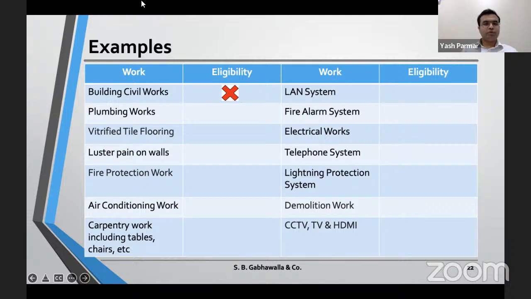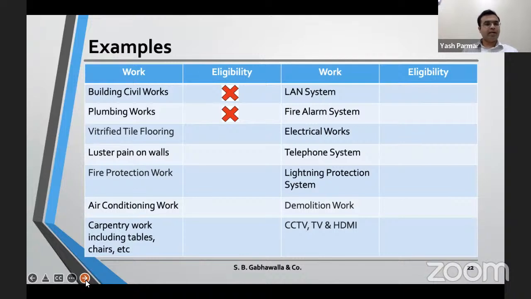Plumbing works. Again, the nature of most of the plumbing work is in relation to immovable property only. All your pipes and everything is concealed and fitted in such a manner that if you have to remove it, you have to cause damage to that structure. Otherwise, we will not be in a position to remove it. Therefore, they are said to be immovable, and for plumbing works also, ITC will not be available.